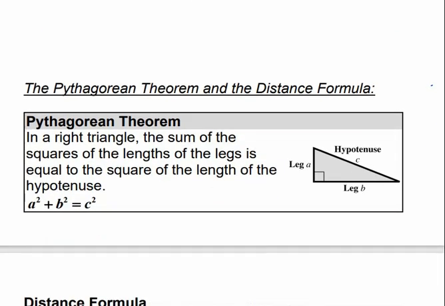The Pythagorean theorem is a way to find a missing side of a triangle when we're given two of the three sides. The formula is a squared plus b squared equals c squared. And when we're using this, c has to be the hypotenuse, which is the side that's across from the right angle. The other two sides are called the legs, and it doesn't matter which one's a or b. And as long as we have two of these three sides, we can find the third side by using the Pythagorean theorem.